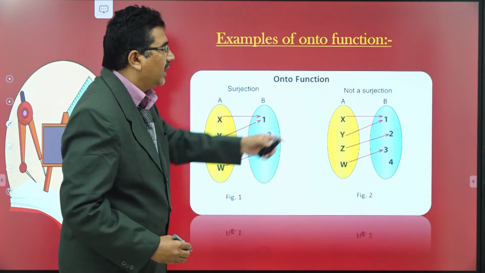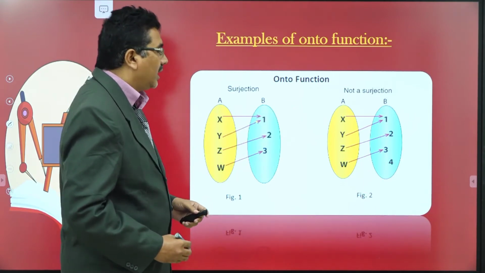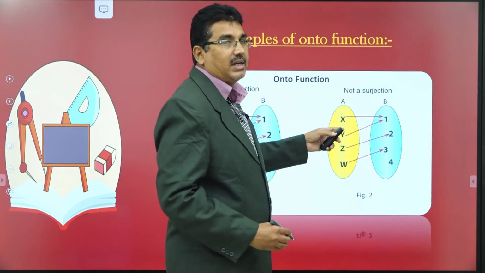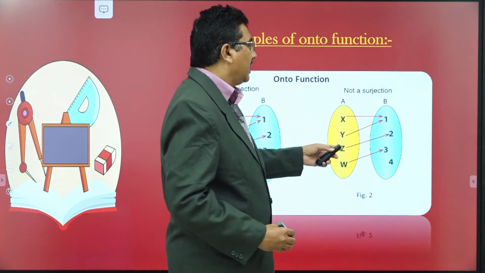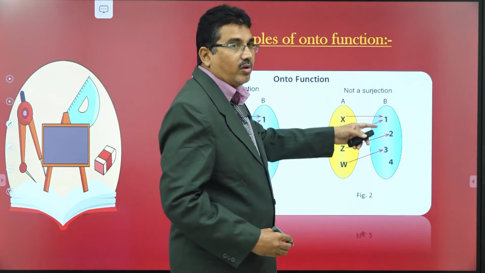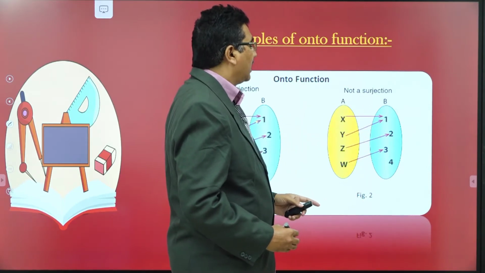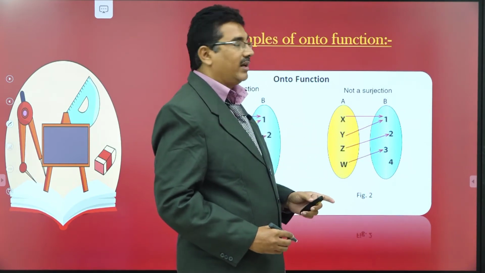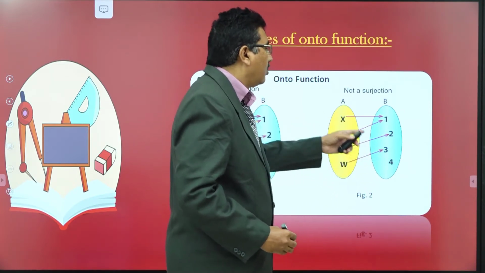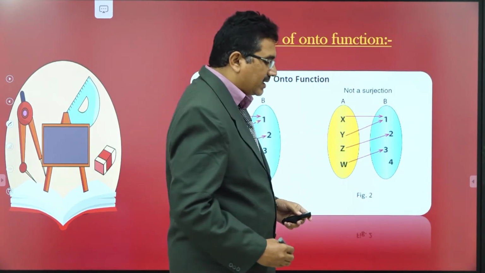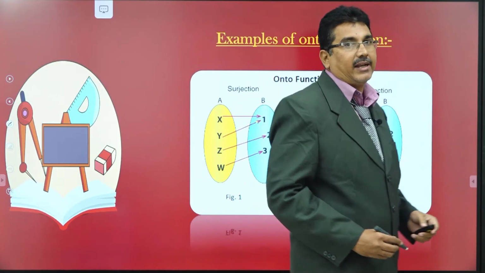Now see example 2. Here the domain contains 4 elements x, y, z and w. The codomain contains 4 elements. Here 4 has no pre-image in the domain. Therefore, it is not a surjection.